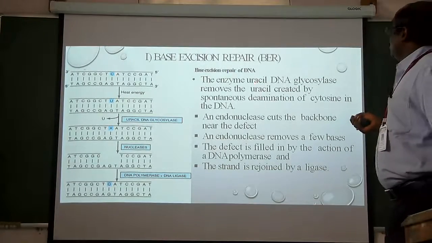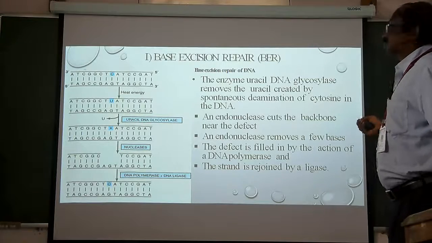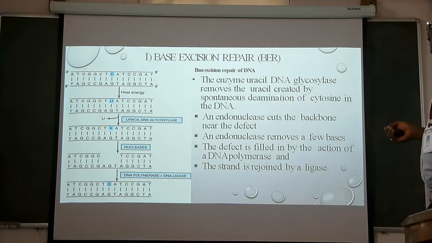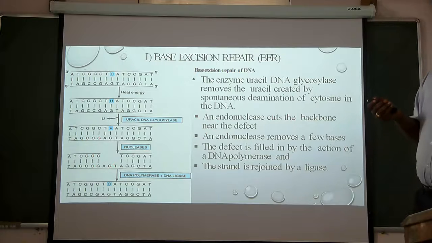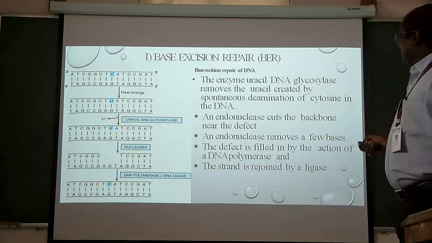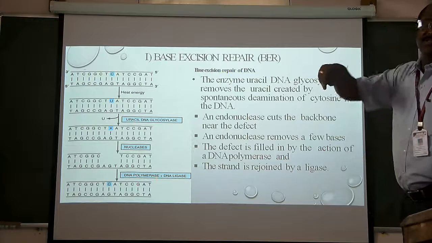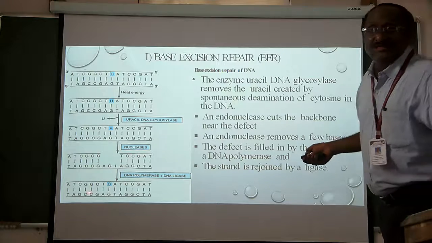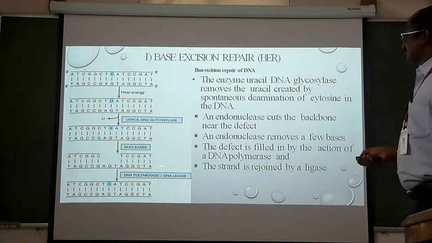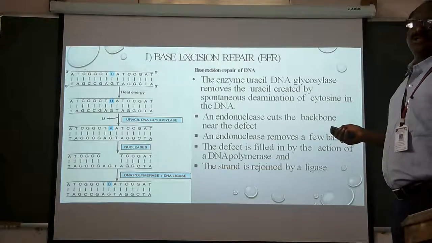The enzyme uracil DNA glycosylase removes the uracil created by the spontaneous deamination of cytosine in the DNA. The endonuclease cuts the backbone near the defect. So you can see the endonuclease has cut the single strand of DNA where the damage had taken place, and the defect is filled by the action of DNA polymerase. So the DNA polymerase again comes into action, the replacement of uracil with cytosine takes place, and the strand is rejoined by the enzyme DNA ligase. So this is the base excision repair mechanism.